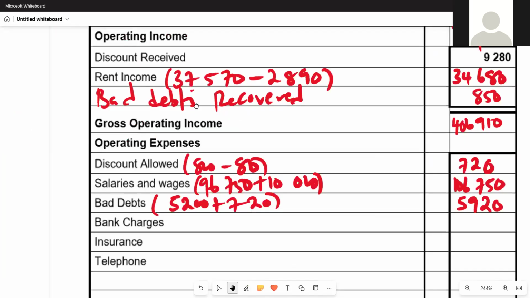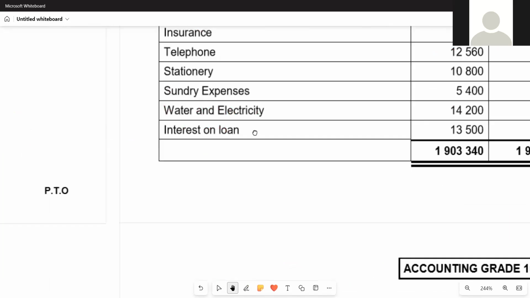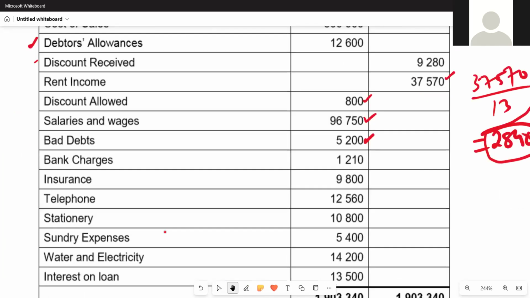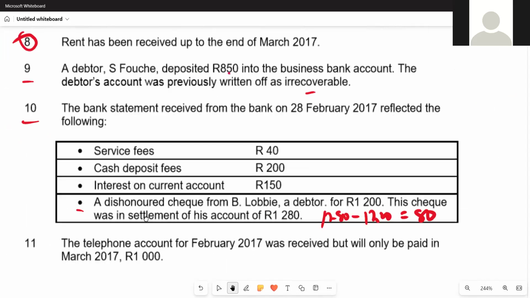Obviously, for bank charges, you need to go again to our list of balances to find out the figure that we have for bank charges. It's 1,210. Then you go to additional information to check if you've got anything that is affecting bank charges. If you don't have anything affecting bank charges, you take 1,210 as it is. But let's see if we have anything. If you go to information number 10, you see that we've got some bank charges. We've got the service fee, and then we've got the cash deposit fee, part of bank charges.